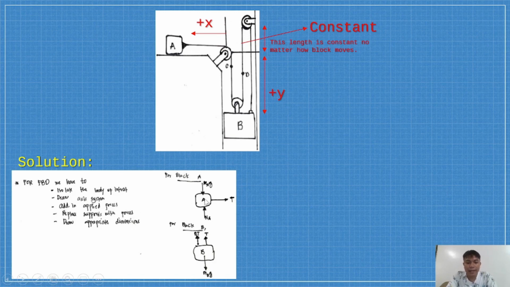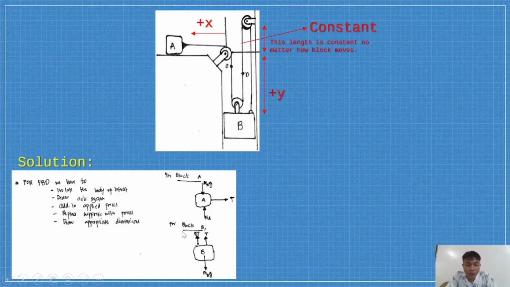Well, for block A, yung forces na nag-a-act, yung weight niya, which we know is equal to mass A times the gravity. Then, the normal force here, NA, na nag-a-act sa ating body. And also, meron tayong cable here, so meron siyang tension, papunta doon.